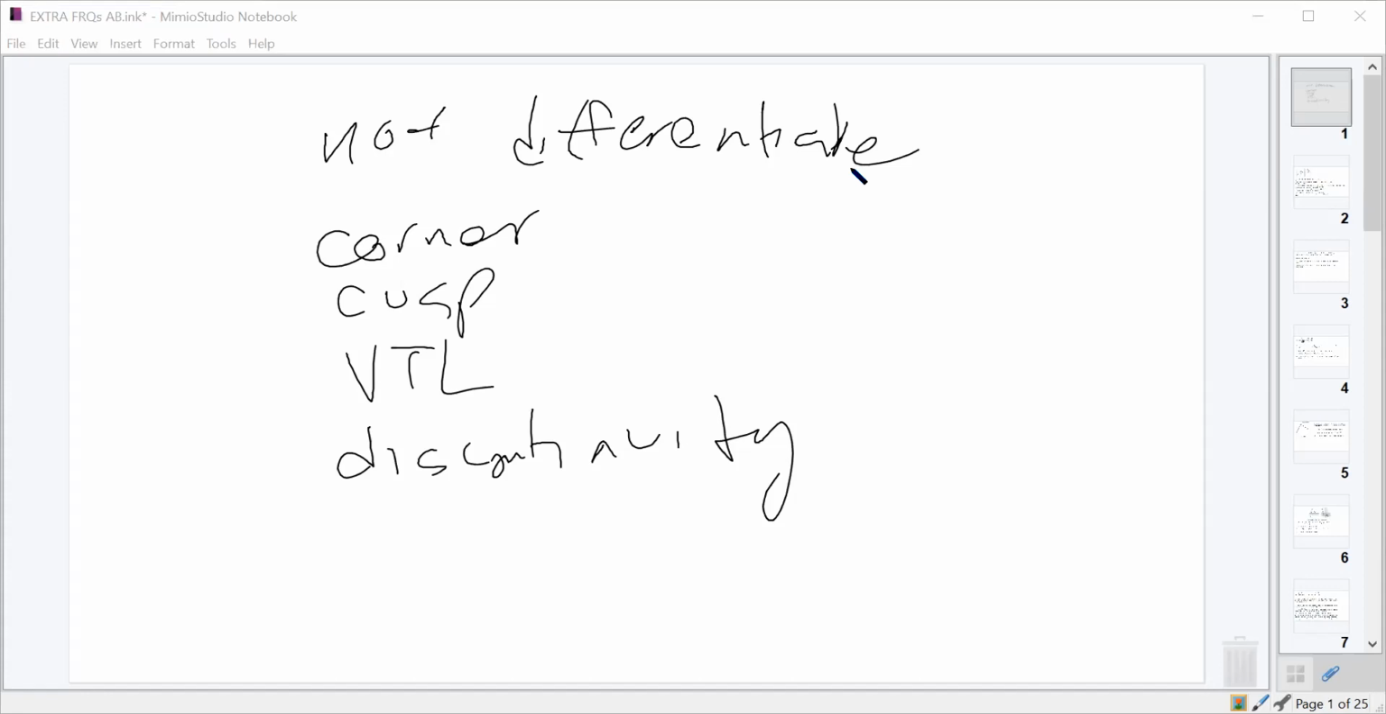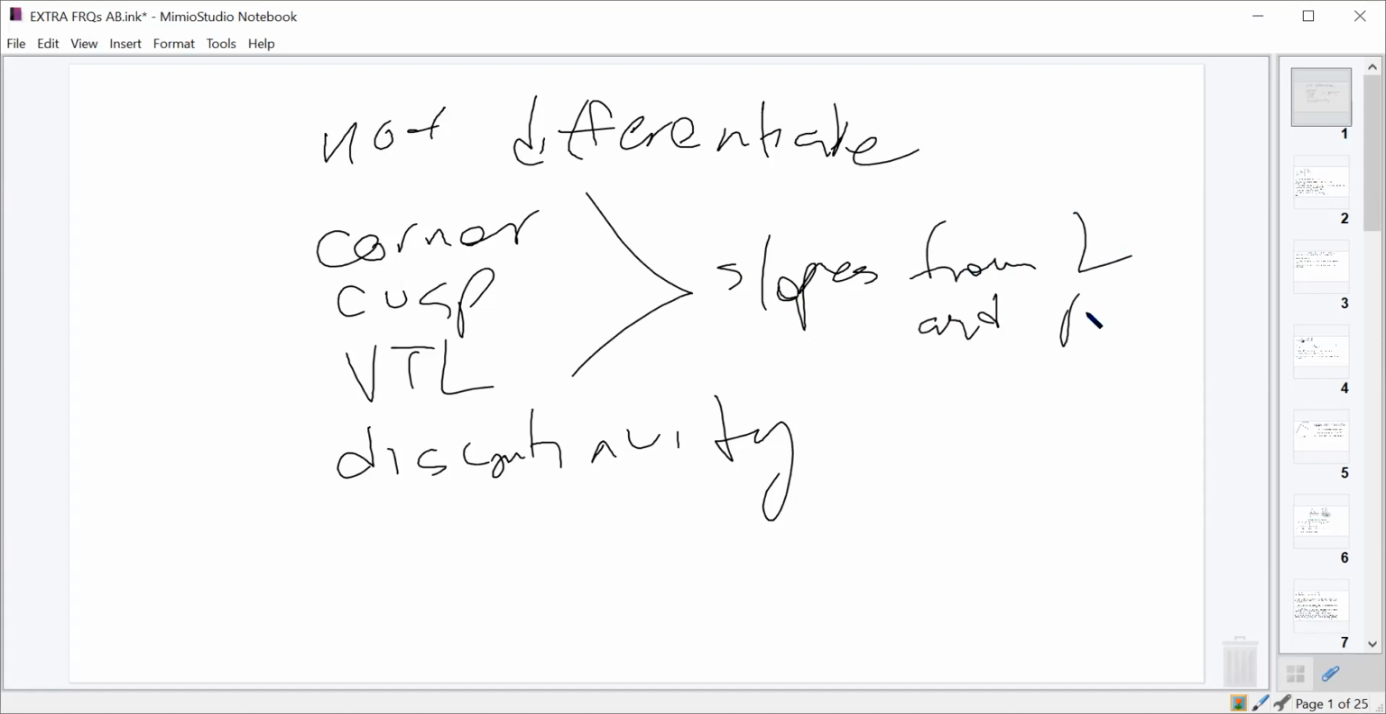So those are the 4 reasons why a function might not be differentiable at a point: corner, cusp, vertical tangent, and discontinuity. The reason for all of the first 3 is that the slopes from the left and right are different. And remember that a derivative is just a limit. So if the limit from the left and the limit from the right are different, then that limit cannot exist. And then a discontinuity, you can't have a derivative at a point where the function doesn't exist.